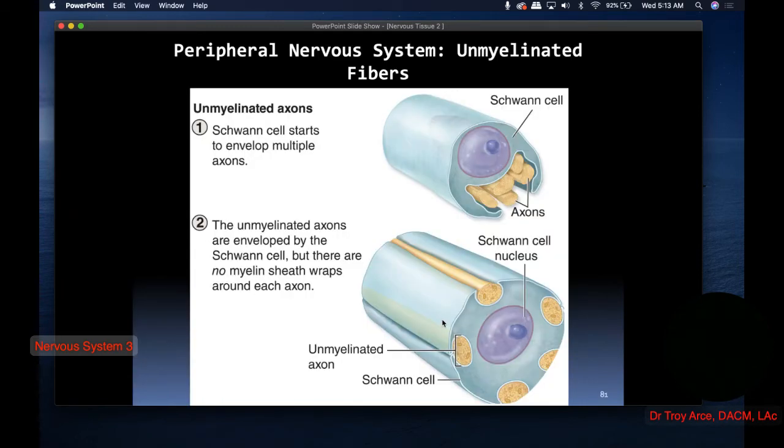So here's the unmyelinated axons up top, Schwann cell starts to envelop multiple axons, and you'll see a portion of it that's unmyelinated. And then the unmyelinated axons down below are enveloped by Schwann cell, but there are no myelin sheath wraps around each axon. So it's kind of like semi-covered, right? But not.